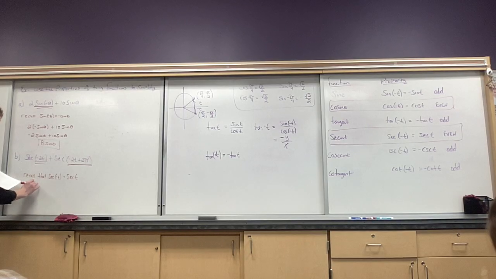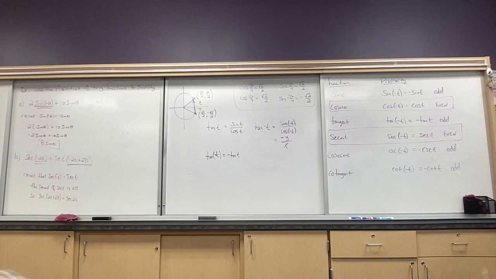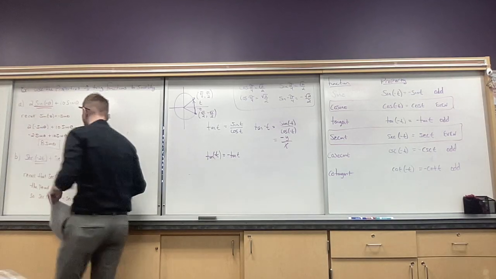Okay. Also, the period of secant of t is 2 pi. So secant of 2t plus 2 pi is the same thing as secant of 2t. Okay. Now, again, do you have to write that down every time you solve it? No, I'm just writing it down so you know how we're getting to the answer. Okay. So now that I know this information, let me just rewrite this. So I'll put it over here.